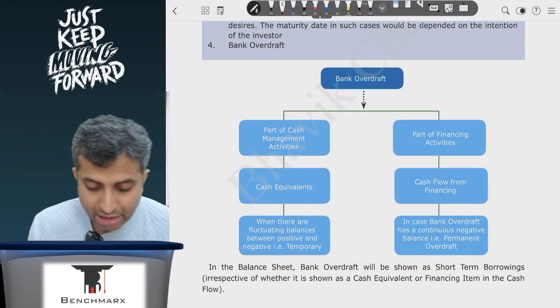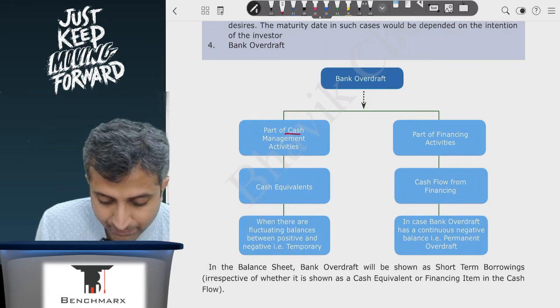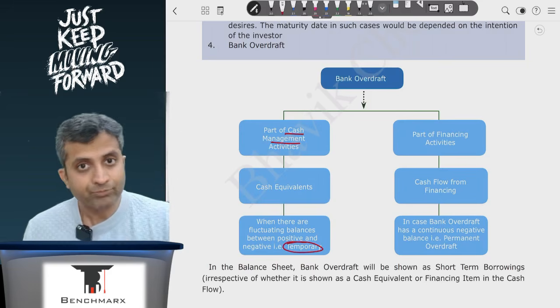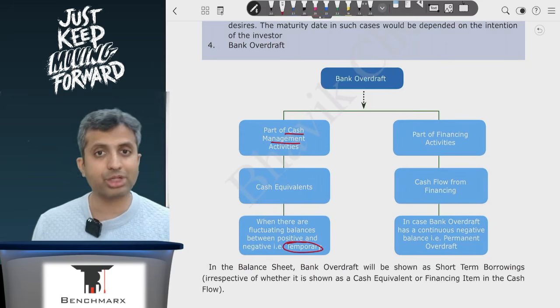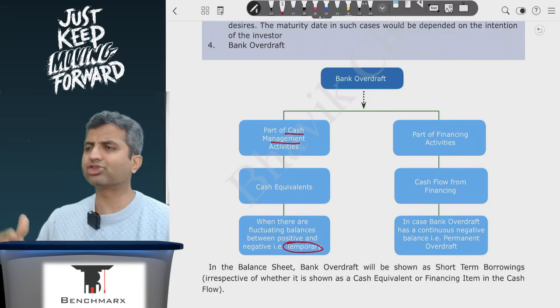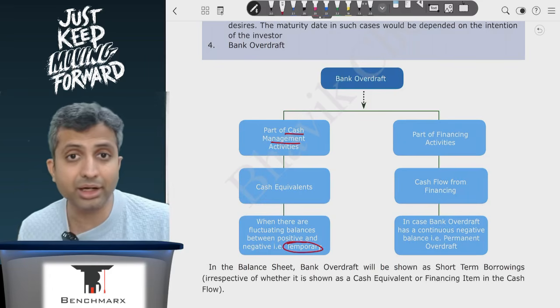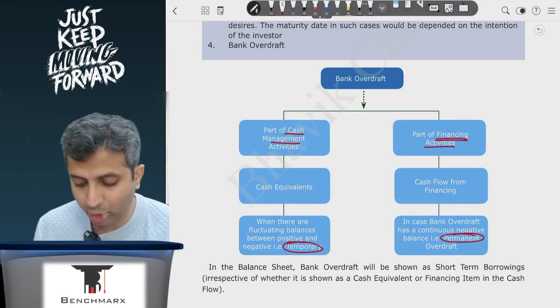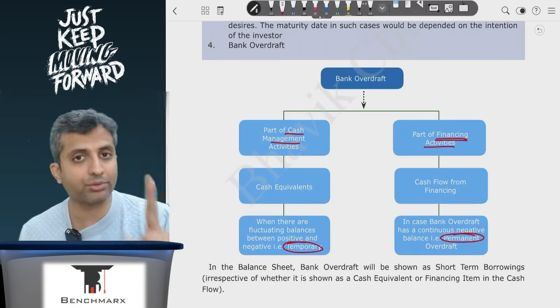of my cash equivalents. So when I prepare the cash flow statement, if the overdraft is a part of cash management activities, how will I know? Well, if it is a temporary overdraft, in which case it will be taken as a part of my cash equivalents. Like there may be cash plus bank minus the overdraft will be my net balance. And if it is, let us say, a kind of a permanent overdraft, it will be a part of financing. This is only for cash flow.